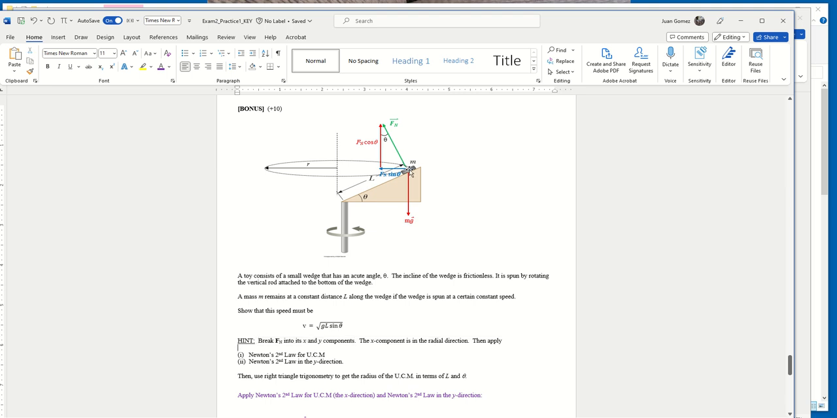Notice the x component, Fn sine theta, is in the radial direction. As you spin this wedge, the mass M will undergo UCM in this horizontal circle indicated by the little dotted circle here. So the mass is undergoing UCM in a horizontal circle of radius small r. So Fn sine theta is in the radial direction, pointing towards the center of the circle.